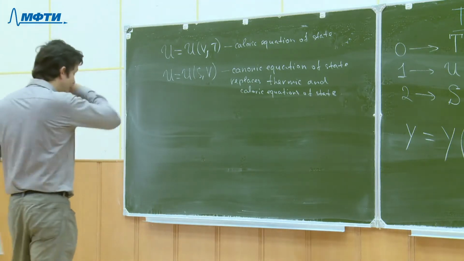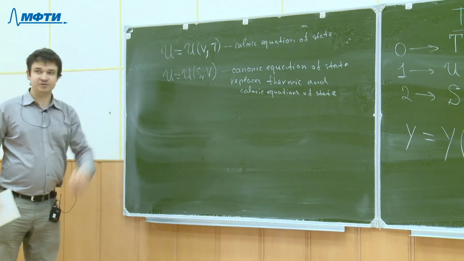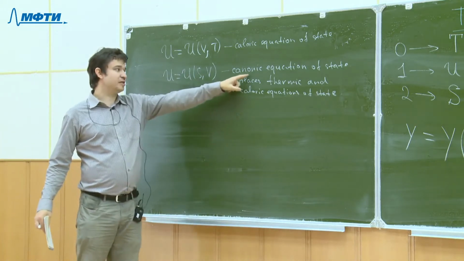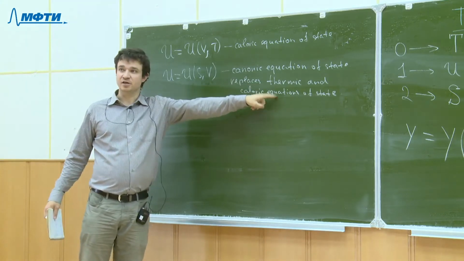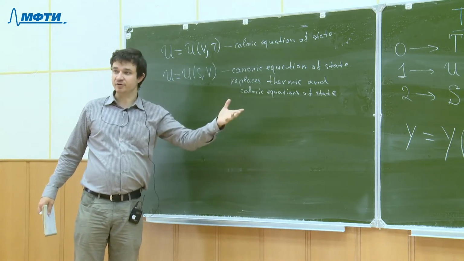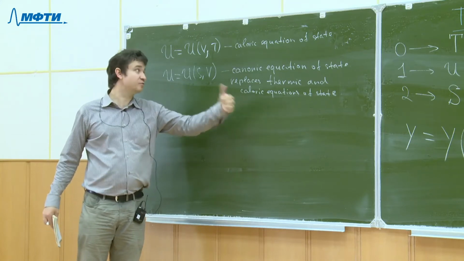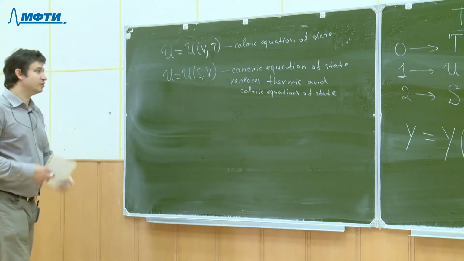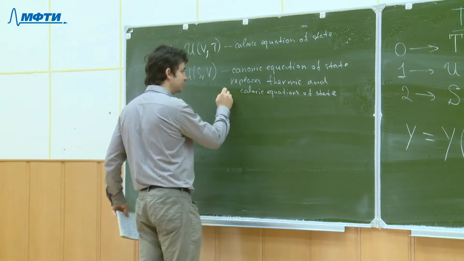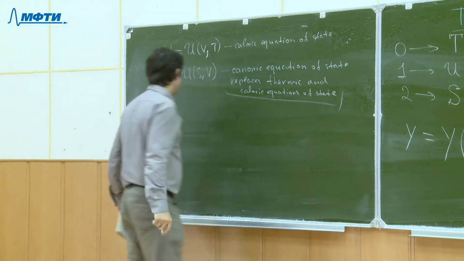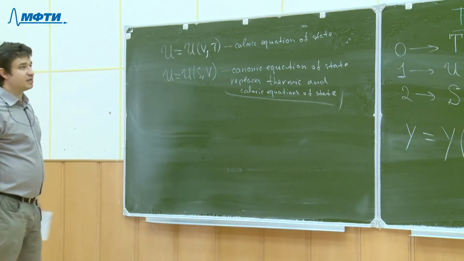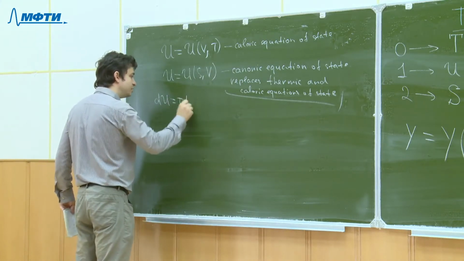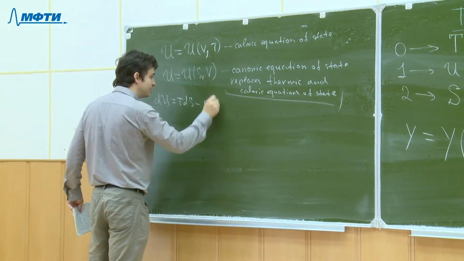So how can we go around with this kind of an equation of state? Well, I can prove that this equation of state can replace both of these if I am able to derive thermic and caloric equation of state from the canonic equation of state. So that would conclude my proof of this equivalence. Okay, let's show it. As I have said previously, the differential is TdS minus PdV.